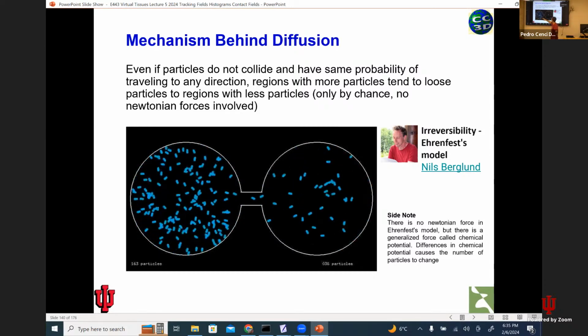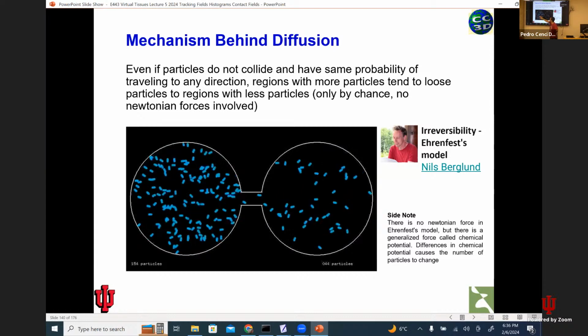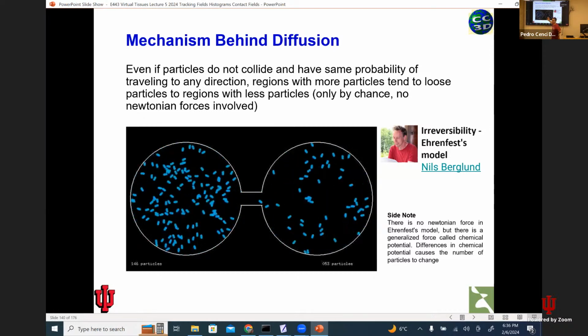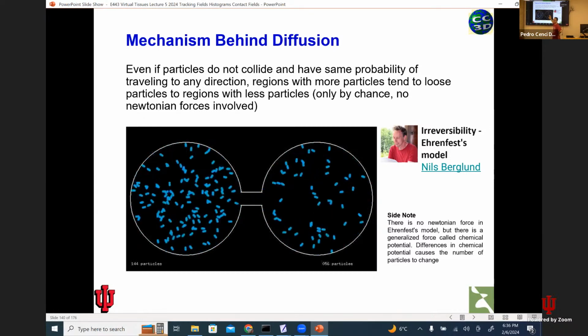They're not colliding. Merely the fact that there are more particles here and fewer particles here, the tendency is to equilibrate.